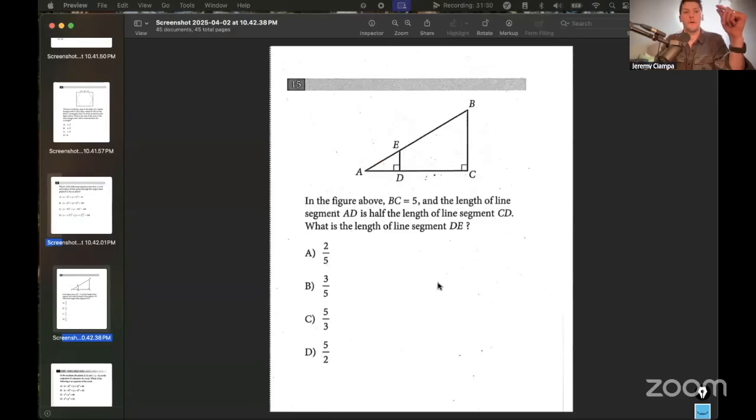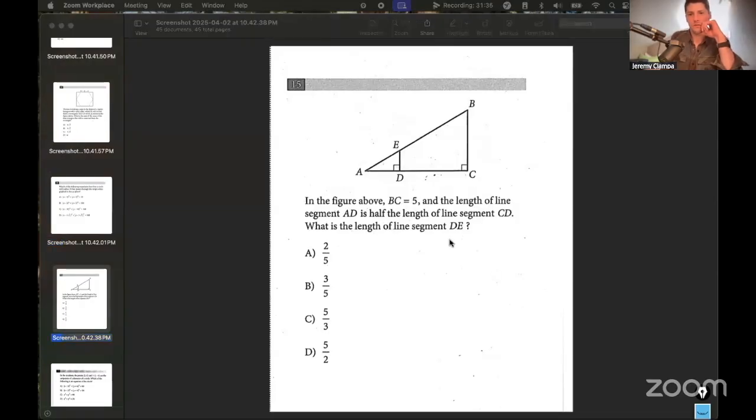Okay, our next question here, number 15. What is the length of segment DE? Last sentence always first. DE, right here, is what we care about.